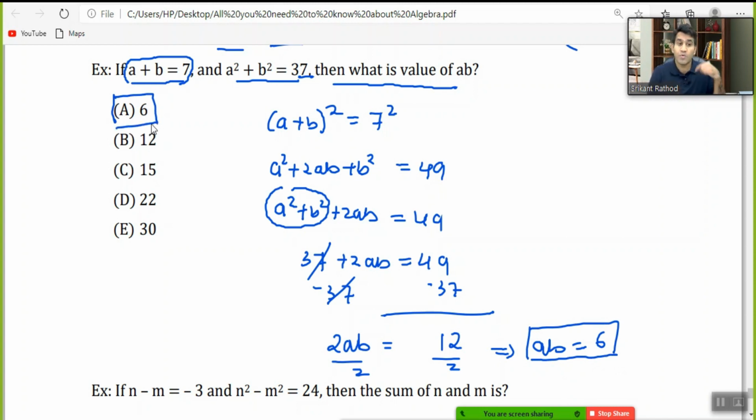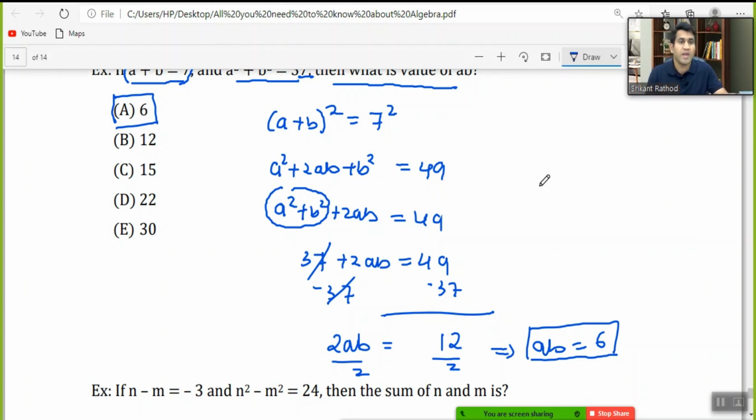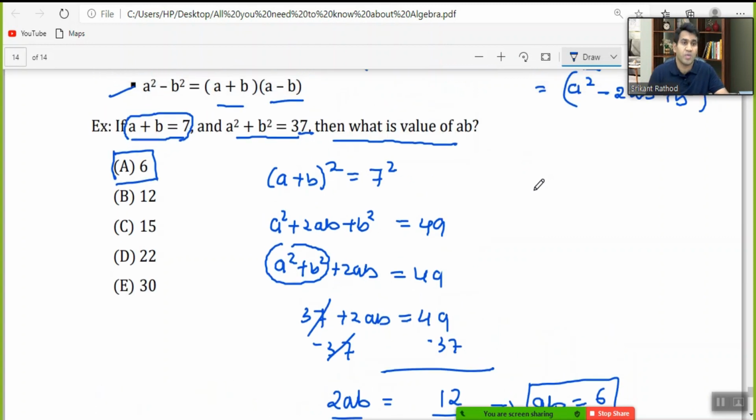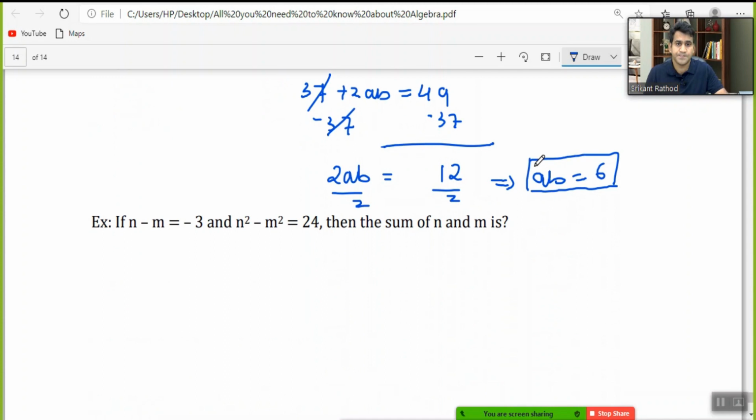This is how you have to think about which identity should I apply based on what data has been given, right? Don't always keep thinking about identities. You have to look at what has been given and how to get whatever term they are looking for. Accordingly, you have to think about the identities and solve, right? Okay, let's consider another example relating to identities.